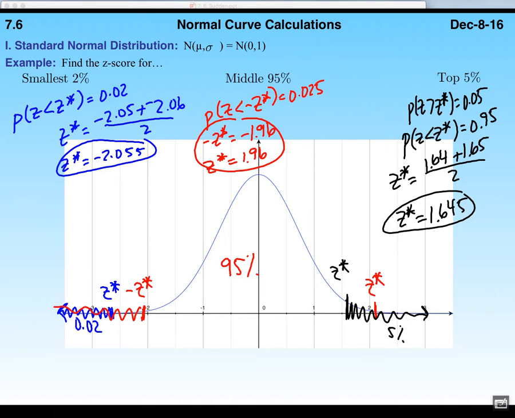Okay, how do we feel about the table? Not bad? Okay. Do we have any questions before we move on?